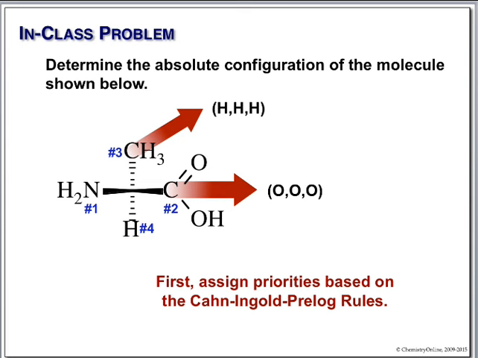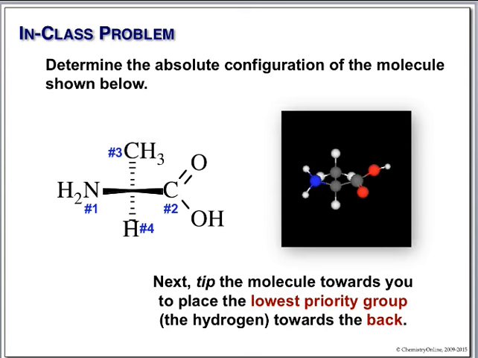All right, so we've done that. We've done 1, 2, 3, 4. What we have to do now is somehow orient this so that the lowest priority group is pointing to the back. Now, this one is actually very simple, because if you think about your wedge bonds, methyl group's going back, this is also going back, and these two are coming towards us. This, in general, is referred to as the bow tie configuration. With the two groups coming towards us, the wedgies look like a little bow tie.